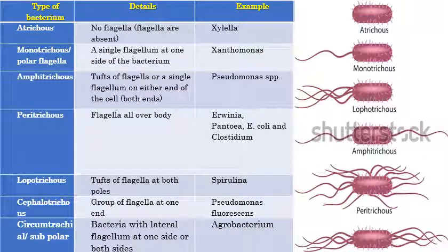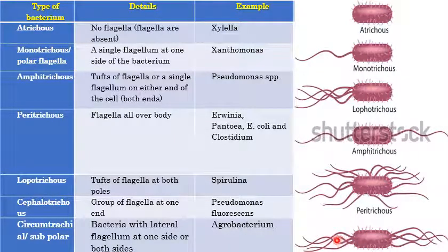Then peritrichous. Peri means many or plenty. Here in peritrichous, multiple flagella arise all over the body. That is the example of peritrichous. Example is Erwinia. Then lophotrichous. Lophotrichous means tufts of flagella present on both poles. This is the example of lophotrichous.